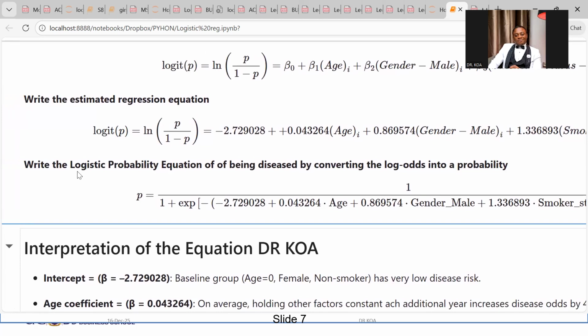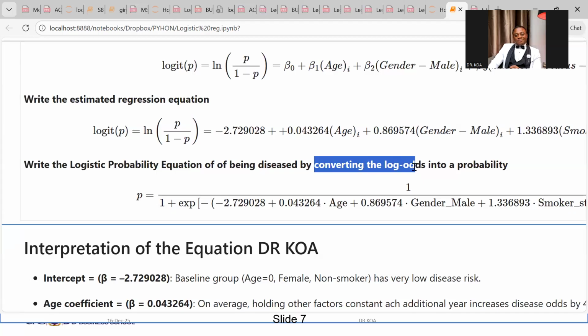Now the next part says write the logistic probability equation. You see, this is a logit model, but not the logit probability equation. The probability equation is different from the logit model itself. The probability equation is going to be, in this case, for the diseased. And then I even added that by converting the log odds into a probability.